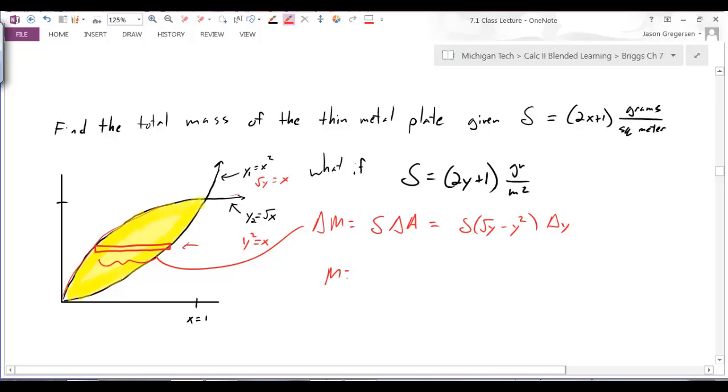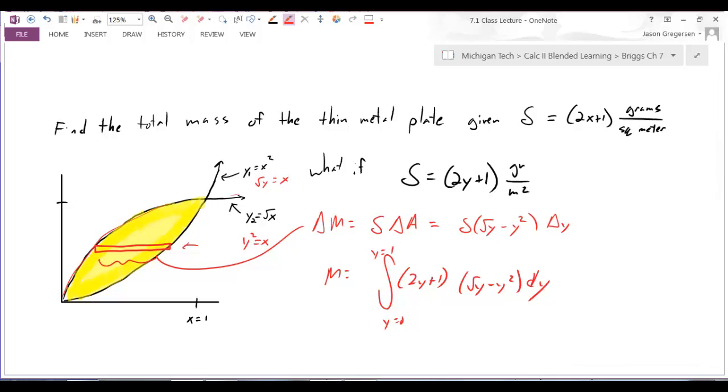To find the total mass then, I just add up all these pieces. Density times the area, integrating from y equals 0 to y equals 1. So why do we stress out so much about finding our area slicing both ways? Because depending on the physical problem, if we're trying to find the mass, it depends on the density. We might have to slice it horizontally if our density is a function of height.